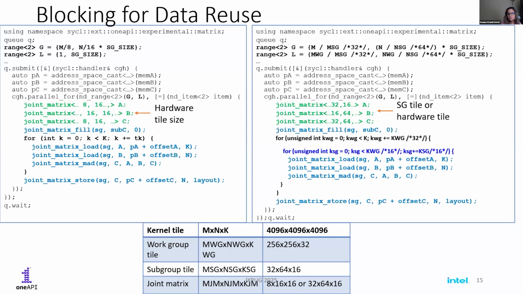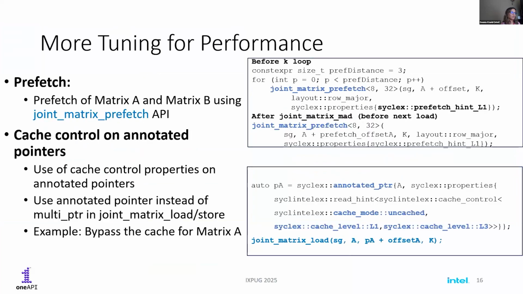But of course, the moment you start adding a GELU or something else, or softmax, so the moment you start fusing those kernels, you will have to rethink these shapes. So we need more tuning to get best performance. On Ponte Vecchio, we find that prefetch helps a lot. In my example here, I'm prefetching into level 1 cache. We needed to do it for both A and B.